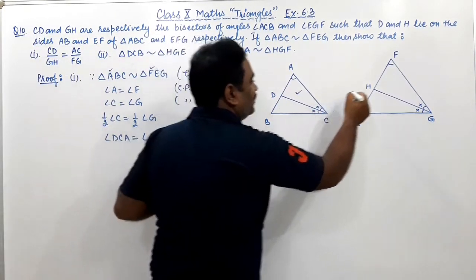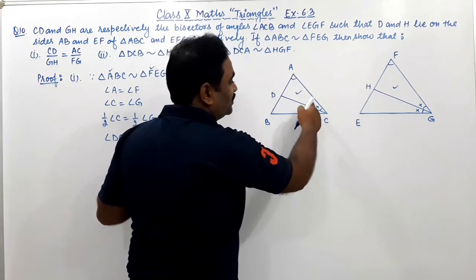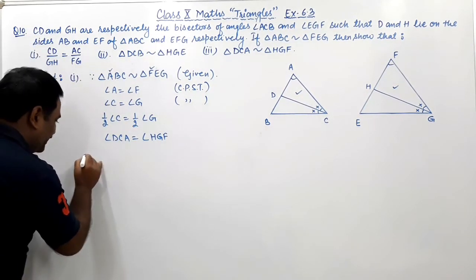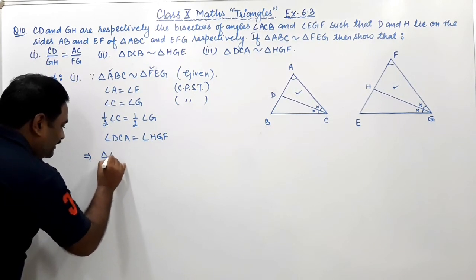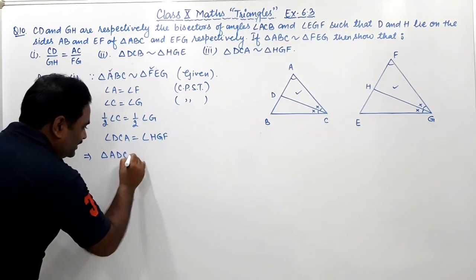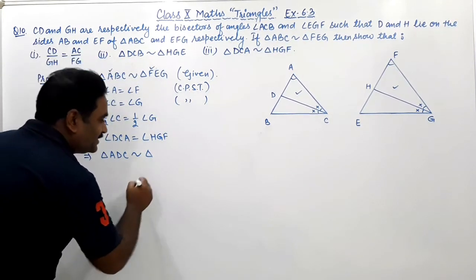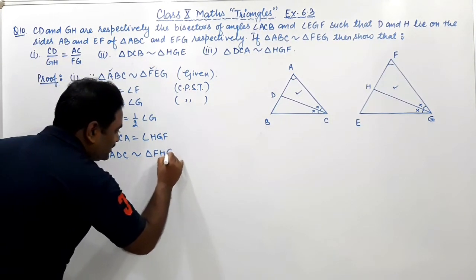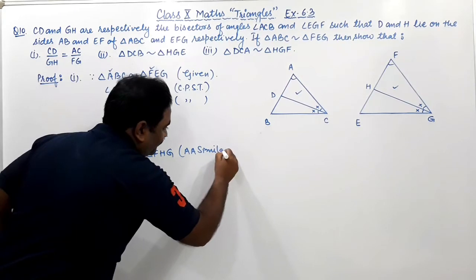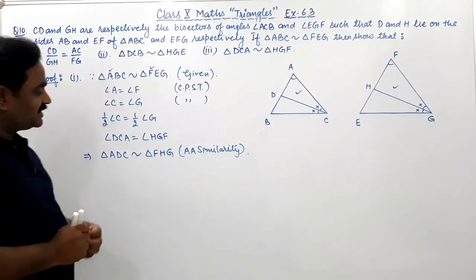Now you just see in these two triangles. Now let us compare this triangle and this triangle. This angle is equal to this, as both the triangles were similar. Now this angle is equal to this. Therefore, triangle ADC, if you are writing, ADC is similar to triangle FHG by angle similarity criteria. Right? Okay. Now these two triangles are similar.